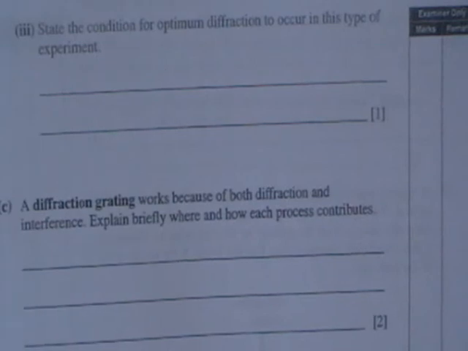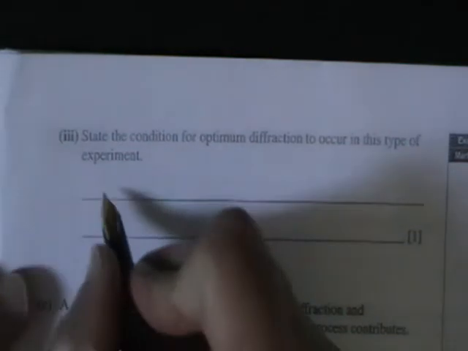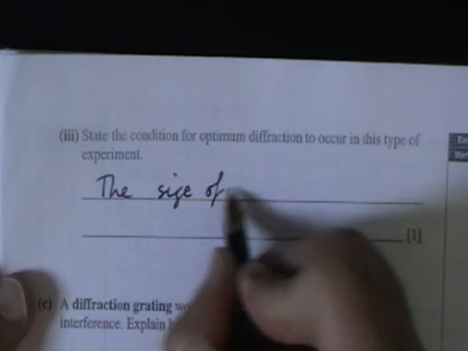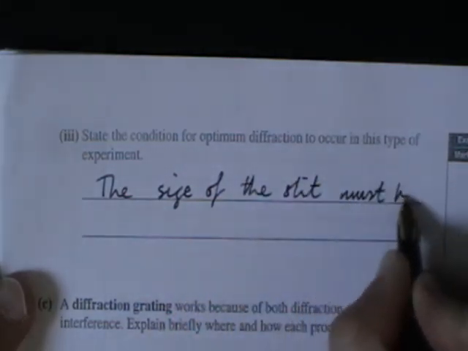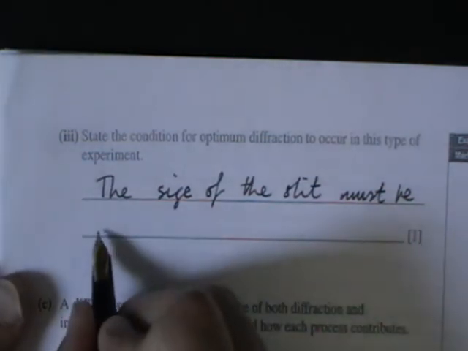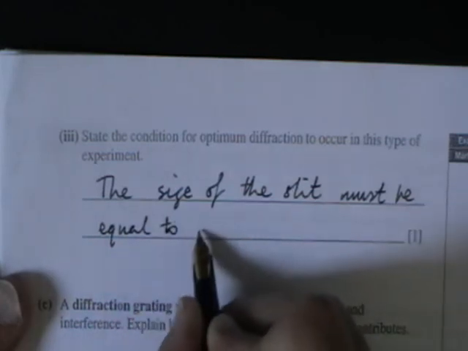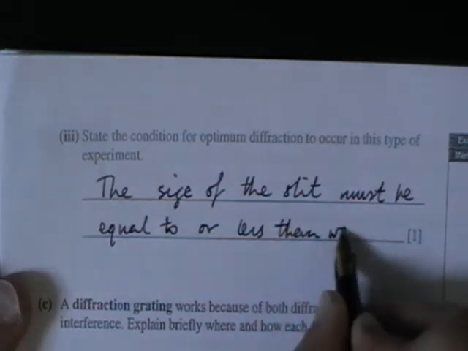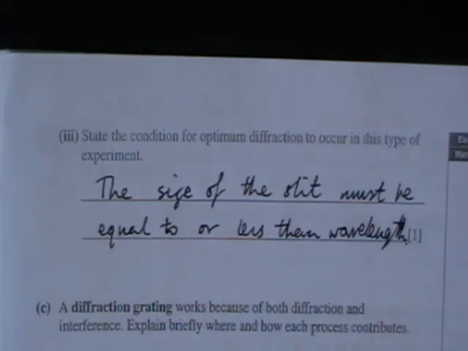State the condition for optimum diffraction. Well, I've just mentioned that really. The size of the slit must be equal to or less than the wavelength. So the slit must be approximately equal to the size of the wavelength or slightly less than it.